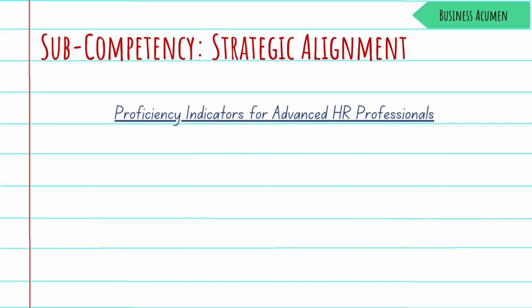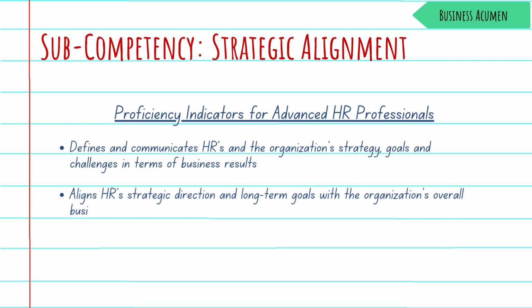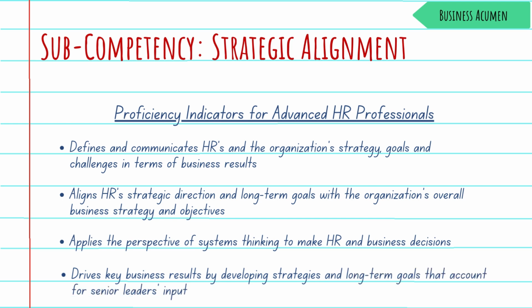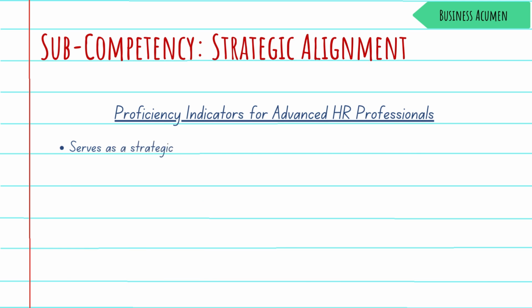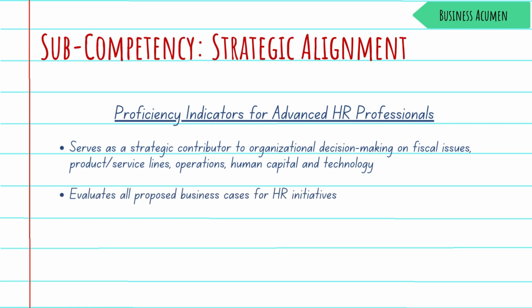For advanced HR professionals, strategic alignment includes defining and communicating HR's and the organization's strategy, goals, and challenges in terms of business results, aligning HR's strategic direction and long-term goals with the organization's overall business strategy and objective, applying the perspective of systems thinking to make HR and business decisions, driving key business results by developing strategies and long-term goals that account for senior leaders' input, serving as a strategic contributor to organizational decision-making on fiscal issues, product and service lines, operations, human capital, and technology, and evaluating all proposed business cases for HR initiatives.